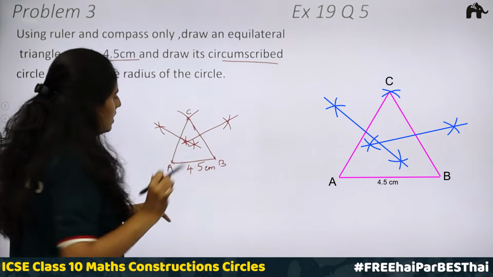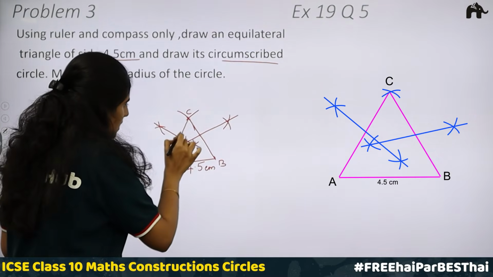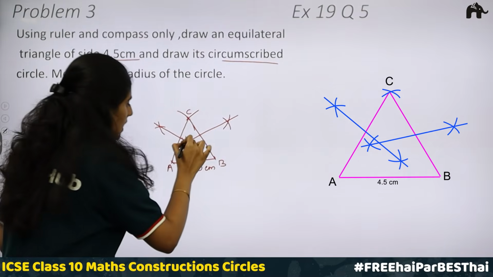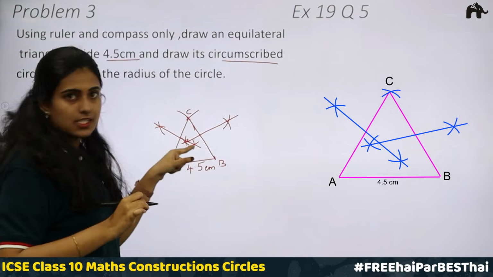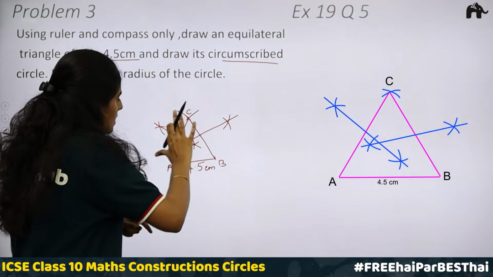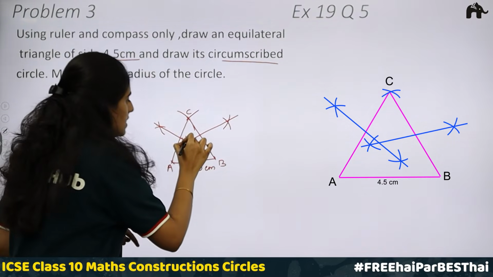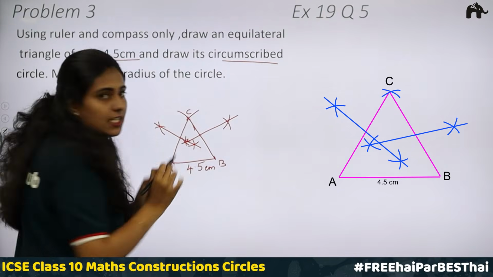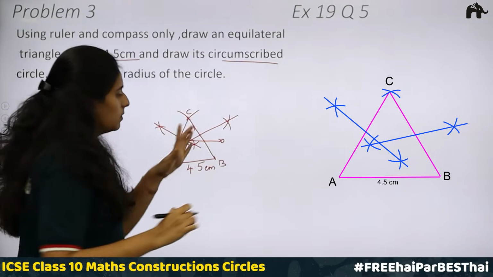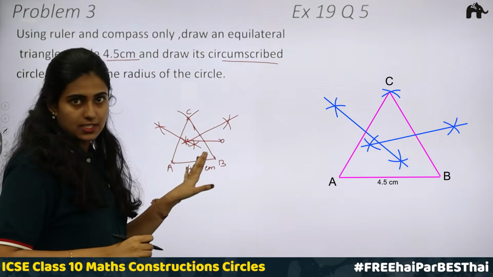Draw a line intersecting this intersecting point. Take this intersecting point. You can find the intersecting point of the perpendicular bisectors of sides BC and AC. This point is the circumcenter. Now let us mark this point as O. This O is the circumcenter.